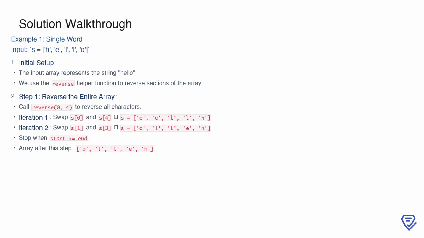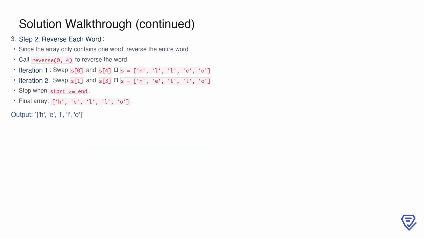During the first iteration, the first and last characters are swapped, resulting in the array becoming O-E-L-L-H. In the second iteration, the second and second to last characters are swapped, updating the array to O-L-L-E-H. The process stops when the start index becomes greater than or equal to the end index. At this point, the entire array is reversed, and it now reads "olleh".